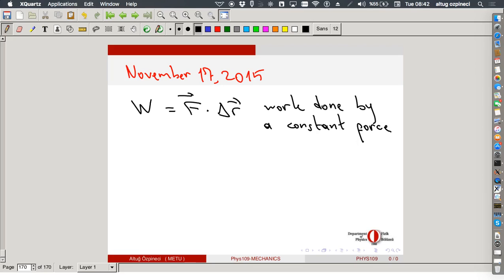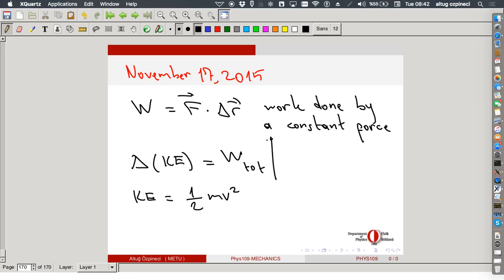And the reason why we defined it in this way was mainly so that if we calculated the change in the kinetic energy of the object, it was equal to the total work done on the object. Here, the kinetic energy, we had seen, was 1 over 2 mv squared.